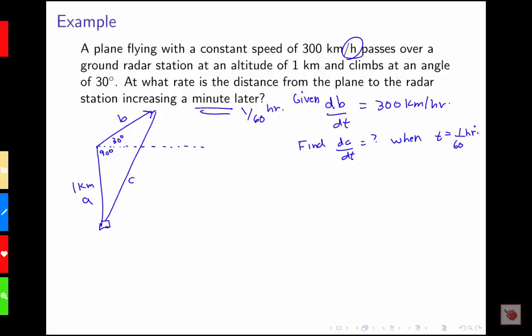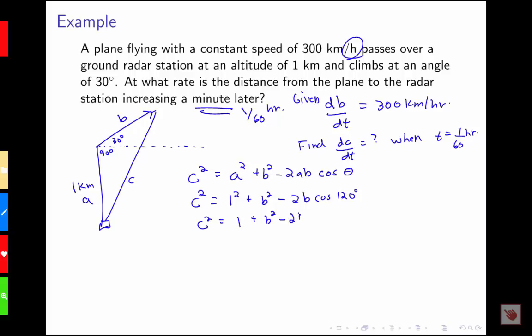Okay, so we want to think about how we can relate these different quantities. Well, this is a case where we have a non-right triangle. Okay, so we can make use of the law of cosines. So we can say that c squared is equal to a squared plus b squared minus 2ab cosine theta, and then we can put in some of the information that doesn't change as a function of time. So we know that c squared does change, so we have to leave that in terms of c at the moment. A is fixed, so we can put in 1 squared here. B squared changes. A is 1, so we have 2b. And our angle here is going to stay the same. So we've got cosine of 120 degrees. Okay. So we've got c squared is 1 plus b squared minus 2b.